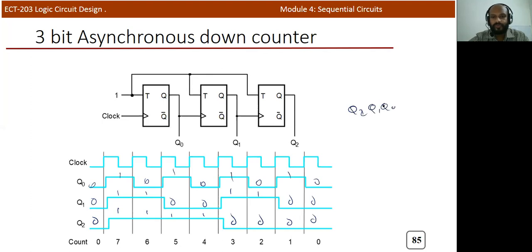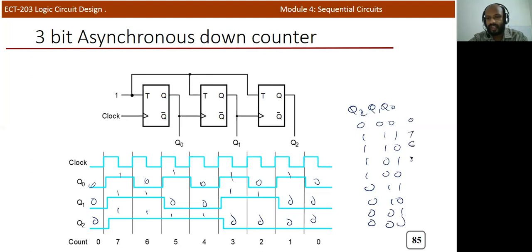So if you write Q2, Q1, Q0 by observing this particular waveform, initially it is 0, 0, 0, then 1, 1, 1, then 1, 1, 0, next 1, 0, 1, and 1, 0, 0, 0, 1, 1, 0, 1, 0, 0, 0, 1, 0, 0, 0. So you can see that it goes 0, 7, 6, 5, 4, 3, 2, 1, 0. So you can see that it's a down counter. We already mentioned that it's a positive edge triggered clock and Q output.